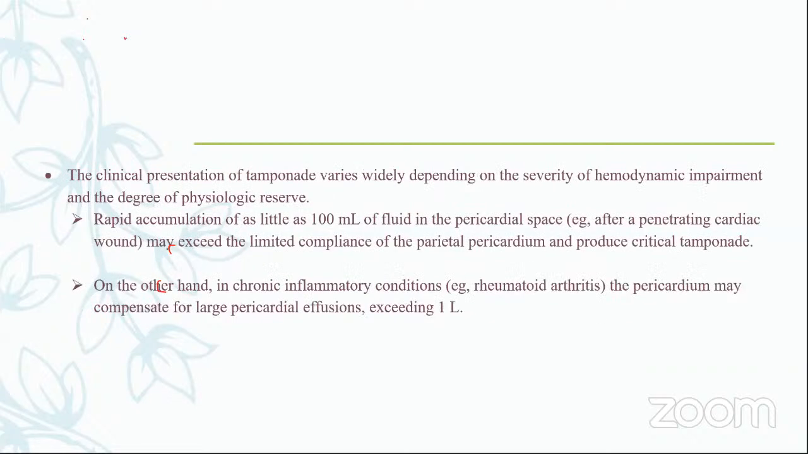The clinical presentation of tamponade will vary widely depending on the severity of hemodynamic impairment and the degree of physiological reserve. So as I said before, rapid accumulation of as little as 100 ml of fluid in the pericardial space may exceed the limit of compliance of the parietal pericardium and produce critical tamponade. On the other hand, in chronic inflammatory conditions, like rheumatoid arthritis, the pericardium may compensate for a large pericardial effusion, even exceeding 1 liter.